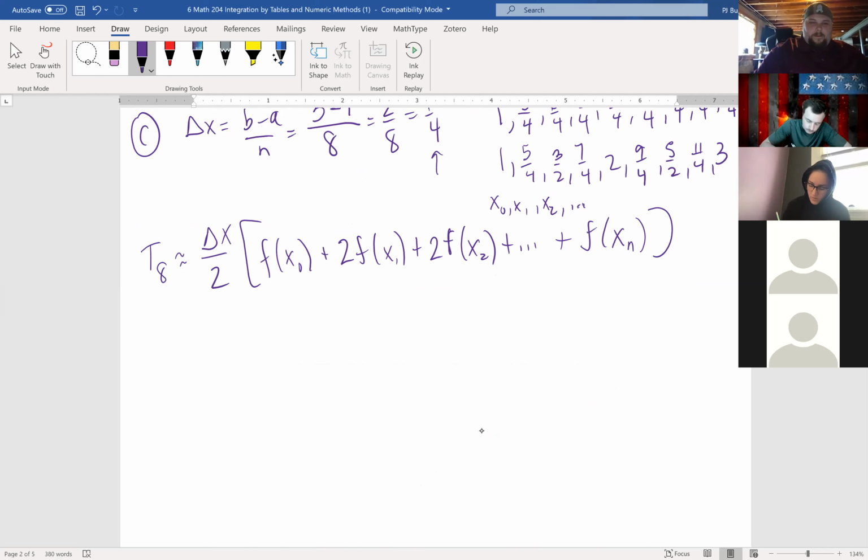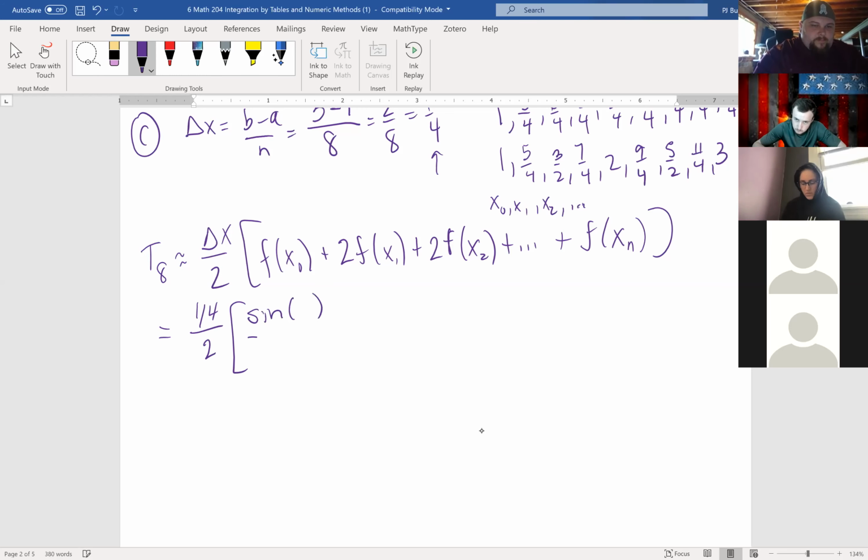Okay. So let's plug in. So delta x was 1/4 divided by 2. Now the question is, what is f? Well, that's the function that's inside the integral. So for each one of these, I need to calculate sine over the value. So the first one's going to be sine of 1 over 1. Right, sine x over x.